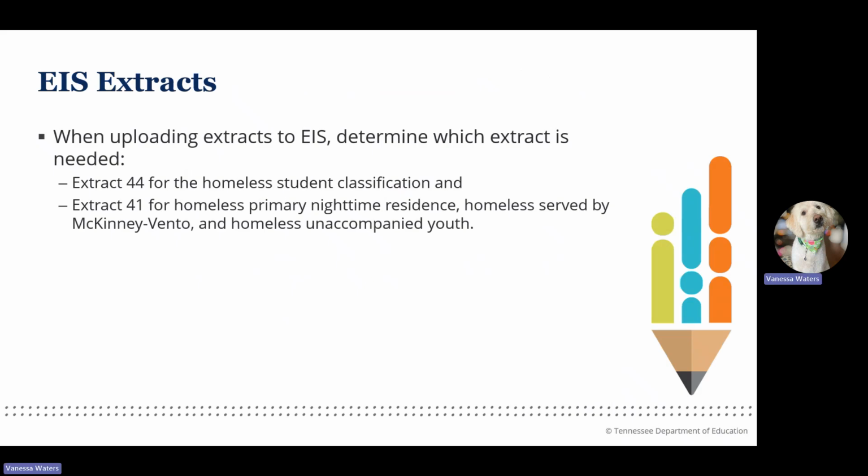When uploading extracts to EIS, determine which extract is needed. Extract 44 is the homeless student classification, and Extract 41 is the homeless primary nighttime residence, homeless served by McKinney-Vento subgrant funds, and homeless unaccompanied youth.